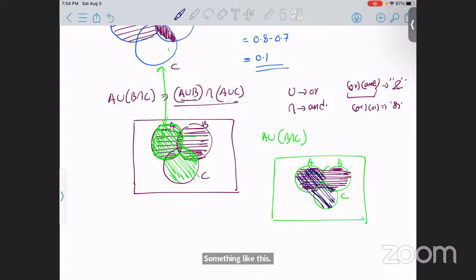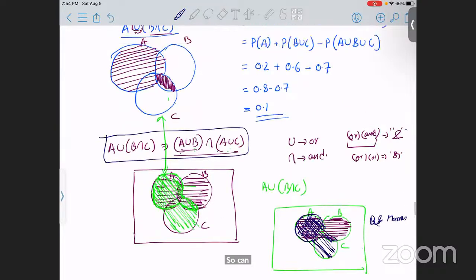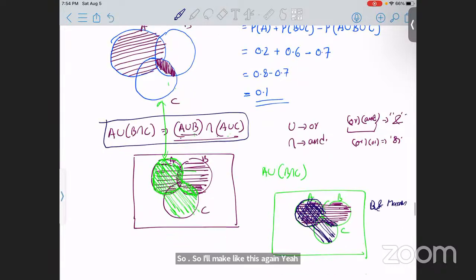Now A union B intersection A union C means what are the common parts where blue and maroon mix. Yes, sir. Understood. Blue and maroon are mixed only in this region. So it can be solved like this. Okay, clear? Yes, sir. You have to check like this.